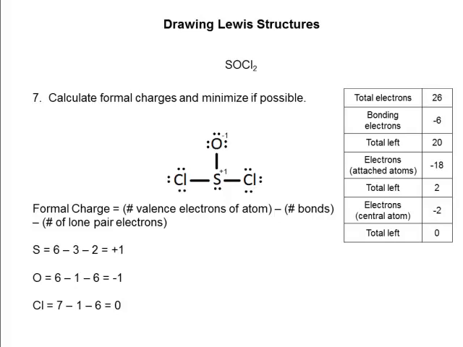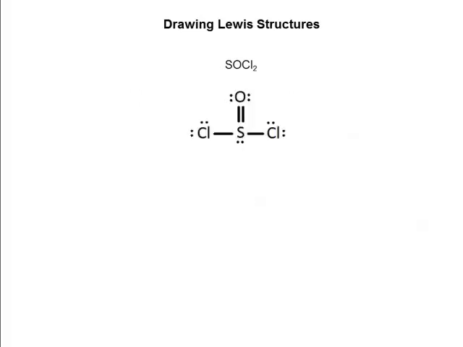Now, I want to try to minimize this formal charge if possible. Well, oxygen has a -1 charge, which means it has an extra electron. Sulfur has a +1 charge, which means it's deficient in electrons as far as these formal charges go. So if I share electrons between the oxygen and the sulfur, I can form another bond between those two, and that's going to balance out that formal charge. So I get my double bond. When I calculate my formal charges again, you can see everything is now 0. I've minimized that formal charge. So my final structure for this should look like this.